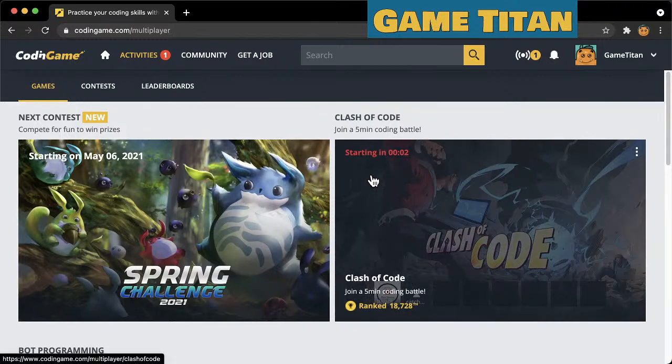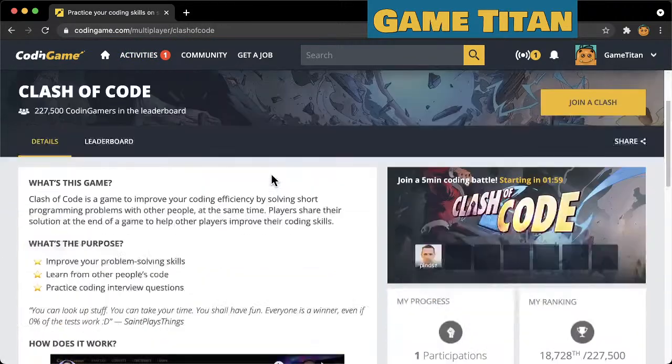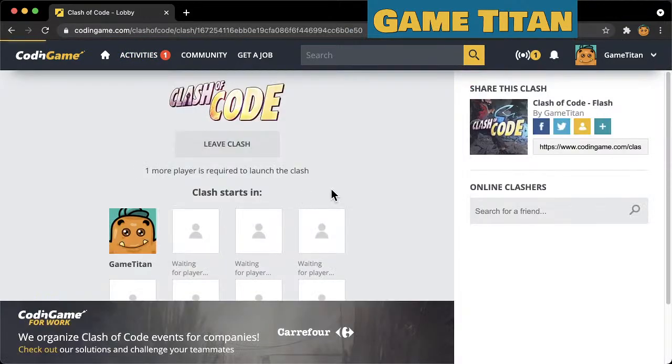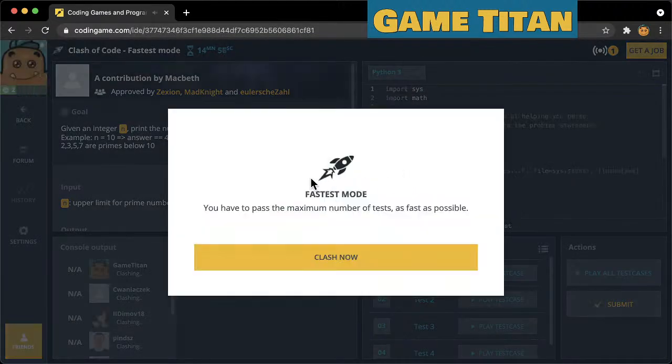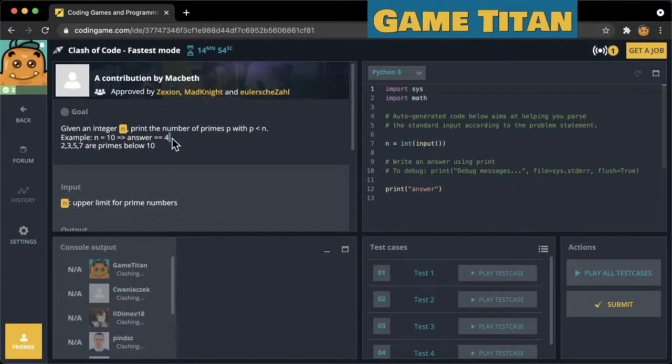So here's one that's starting in 3 seconds. And I may have just missed it. So join a clash. And that filled up pretty quickly. So let's go ahead and start. Given a natural number n, print the number of primes p less than n.